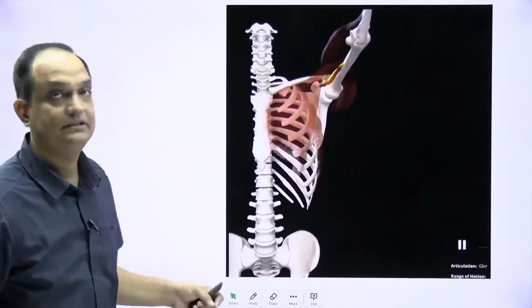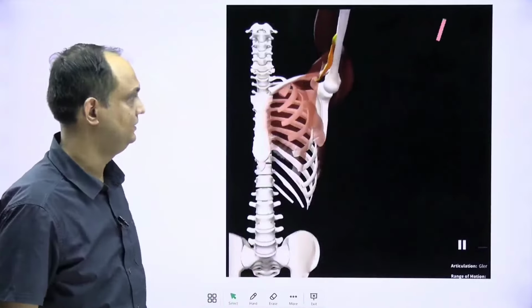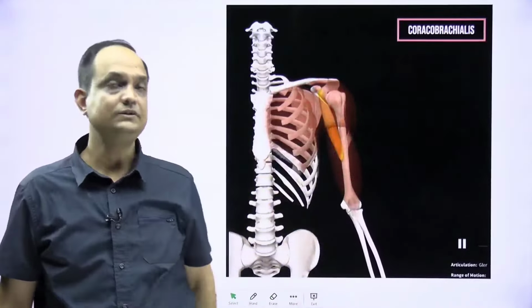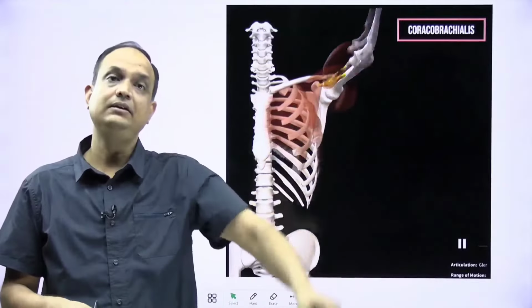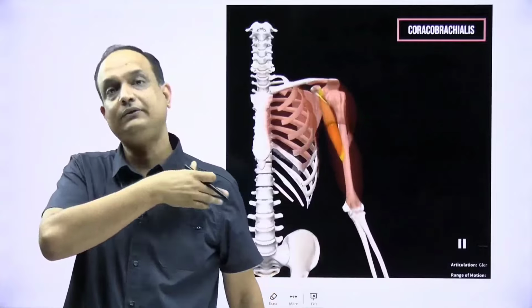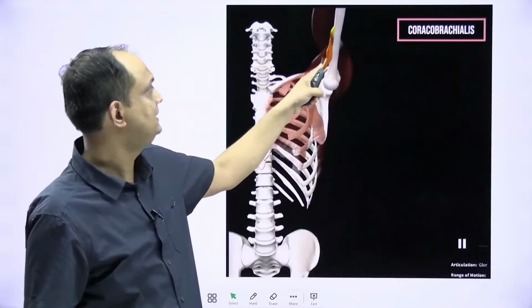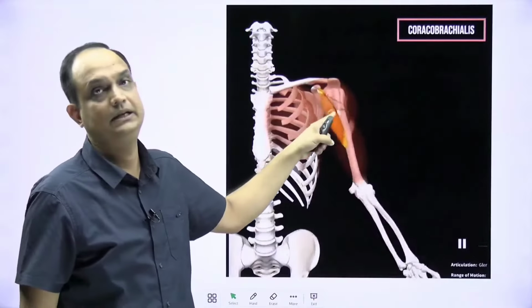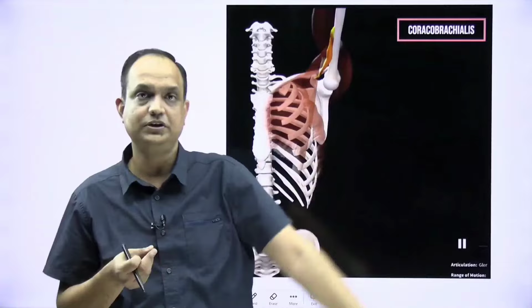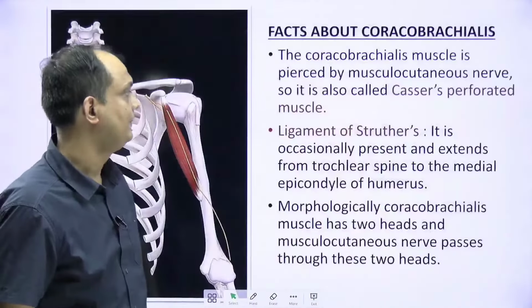Now, the second action is that it is a flexor of your upper limb. This is your flexion of the upper limb. This flexion is again mainly caused by the anterior fibers of the deltoid that we have seen in the earlier classes, but it is also assisted by this coracobrachialis. So, there are two actions of the coracobrachialis. One is adduction, which is a weak adduction, and second is the flexion at the shoulder joint.